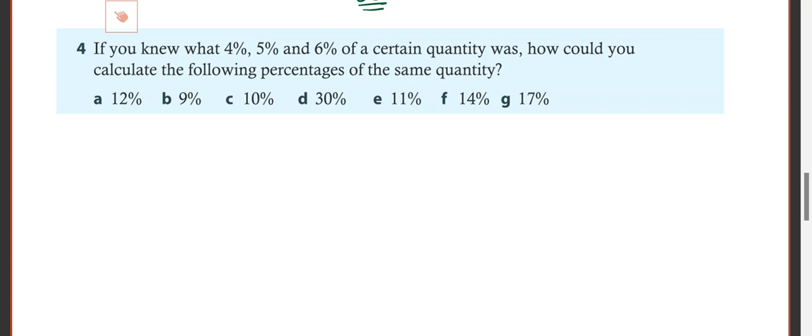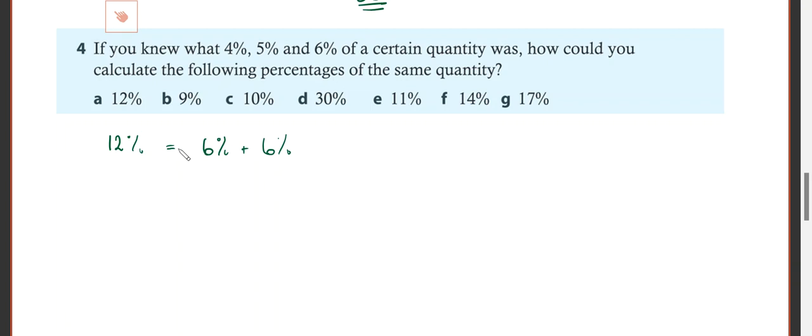How do you feel about this? Not good? So, for instance, I know what 4%, 5%, and 6% are. How do I find 12%? What would I do? Double 6%. 6% plus 6% would tell me what 12% is.